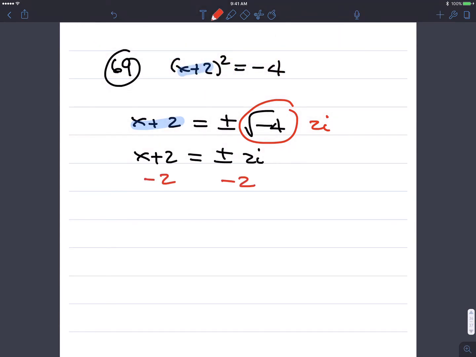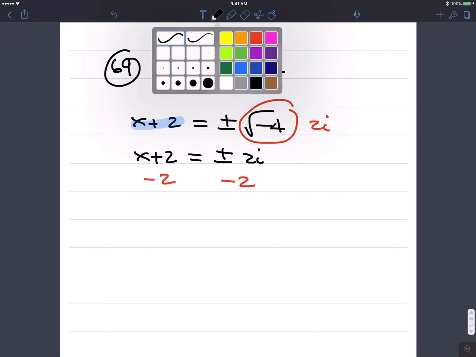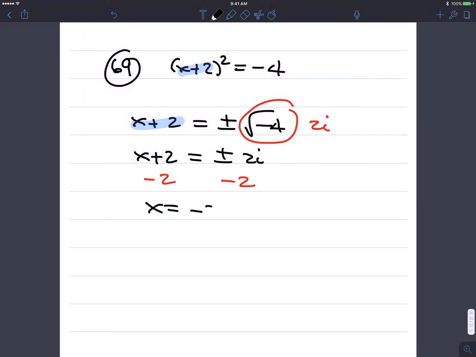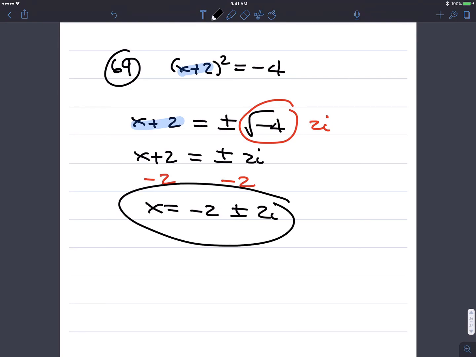Subtract 2 from both sides, and you get x is negative 2 plus or minus 2i. And again, let me point out to you that we can't combine these terms. So in solution set, we get negative 2 plus 2i, negative 2 minus 2i, and you're done.